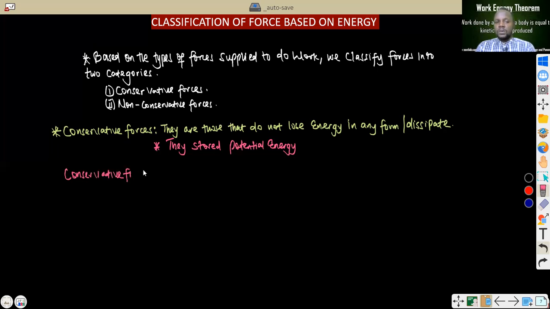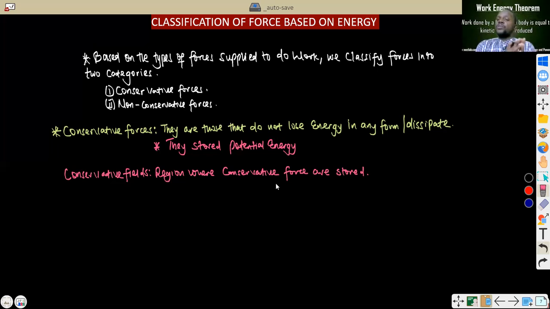We can say there's another term we call conservative fields, which we can define as a region where conservative forces are stored. When we say where conservative forces are stored, we talk about conservative forces as those that store potential energy in them, or that depend on potential energy.